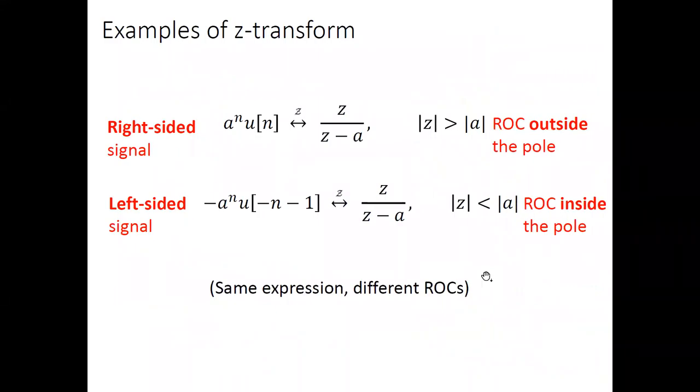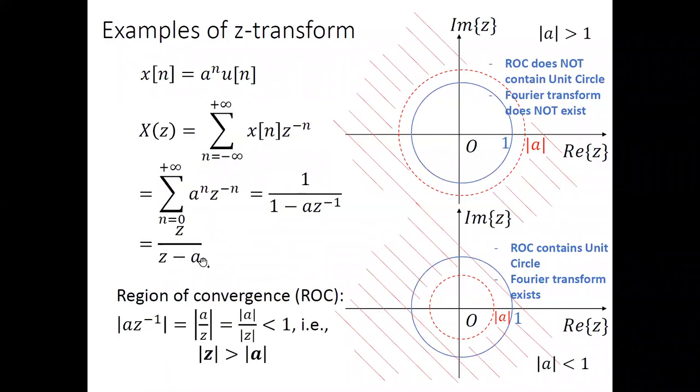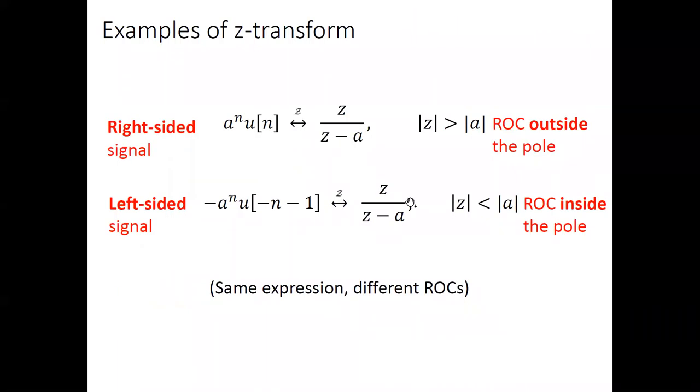And if we summarize the results of the two examples above on this slide, this is the signal in the first example, and the signal in the second example. Both signals have the same representation, the same expression of Z transform, right? Z divided by Z minus A, Z divided by Z minus A. So they have the same expression, but the ROC is different. For the first example, the ROC is outside of the magnitude of A. For the second example, it's inside.